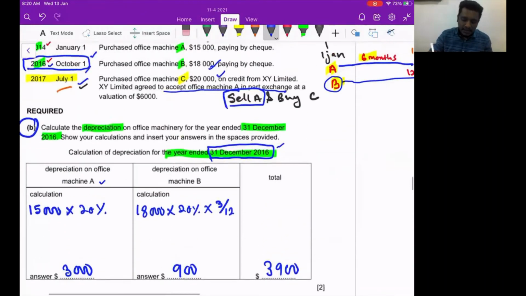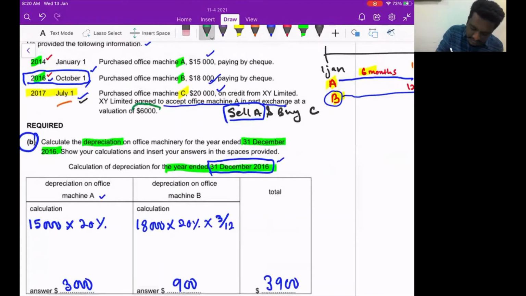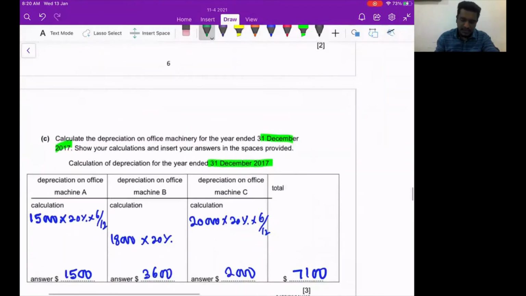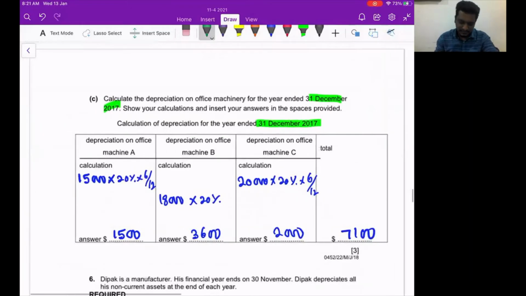And what is this 6,000? 6,000 is the resell value. We sold the asset for this price. This one is not included in the calculation of depreciation. This one will be recorded in my cash book because I received this much money. Okay, that's it for question number 5. Next, we will do question number 6.